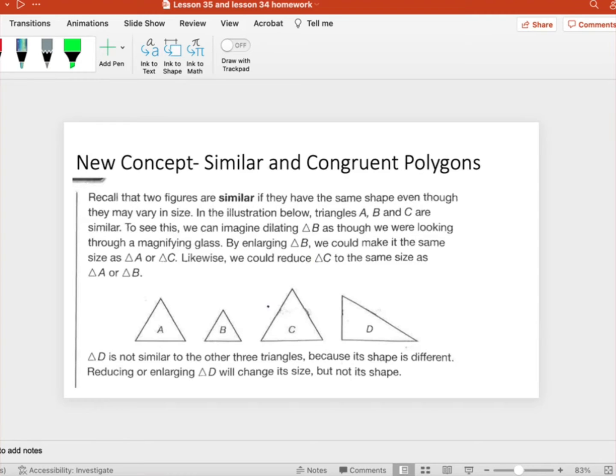By enlarging triangle B, we could make it the same size as triangle A, or we could make it the same size, a little bit bigger, as triangle C. Likewise, we could reduce or make it smaller. Triangle C could reduce to B. Triangle C could reduce to A. Triangle D is not similar. It has an entirely different shape. Reducing or enlarging triangle D will not change. It will not make it look like any of these, right? It will change its size, but not its shape.